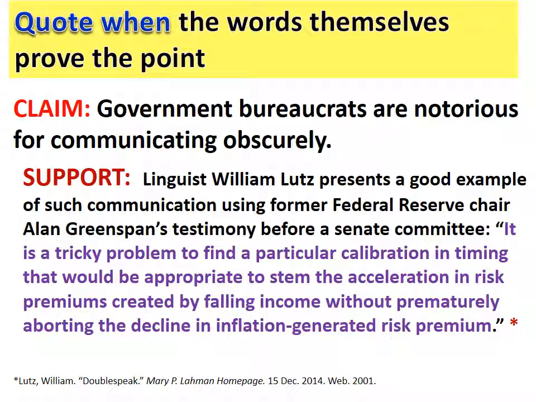As you can see, the part that is quoted is Alan Greenspan's testimony. And the reason that is quoted, even though those words are not vivid, in fact, they're the opposite of vivid. They're obscure, they're wordy, but the reason they're quoted is because they themselves prove the point of the claim. The claim is that government bureaucrats communicate obscurely, and that quote is a perfect illustration of that claim. So it's showing the reader this rather than telling them, and it communicates the point much more clearly than if the student had tried to somehow summarize that information.